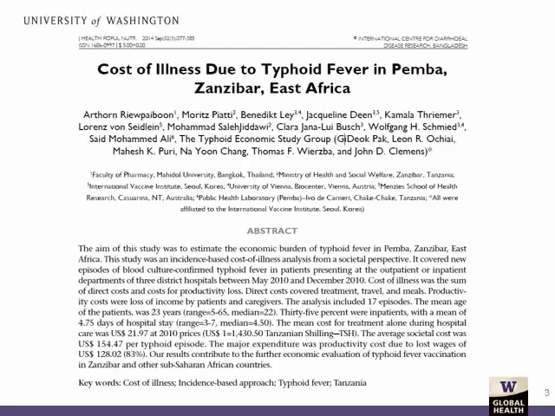The first example is a cost of illness due to typhoid fever in Pemba, Zanzibar, East Africa. And typhoid is a bacterial infection due to Salmonella typhi, and it has a wide range of symptoms, but it has fever, abdominal pain. You can get constipation and headaches sometimes, and diarrhea. So some people actually call it enteric fever.